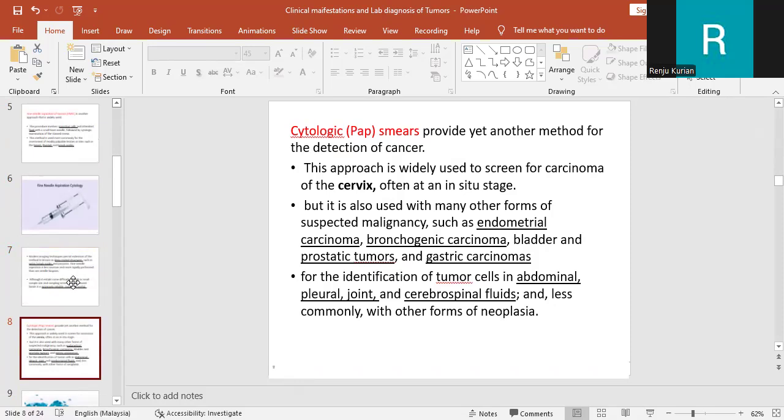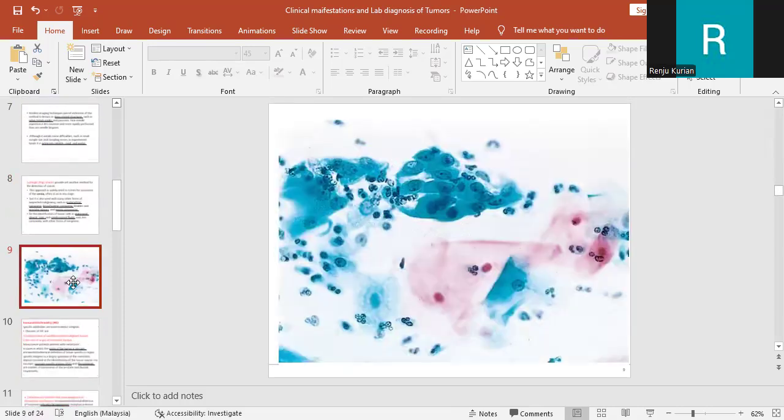Another investigation done in the hospital for screening the cervix is the pap smear. Pap smears are used for detecting infections, dysplasias, and neoplasms of the cervix. Two smears are taken, one from the ectocervix and one from the endocervix. This picture shows a pap smear where you can see the squamous cells, endocervical cells, and a background of inflammatory cells. This is an inflammatory smear.